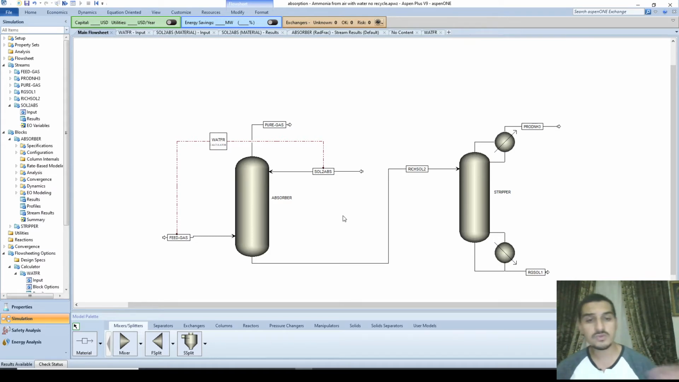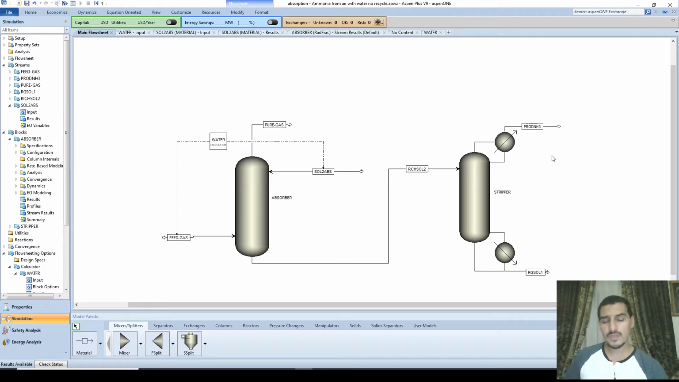So just to revise quickly the process that we are talking about, we have here a solvent that is going in an absorber to absorb ammonia from air, and this water is fed to the stripper to get rid of the ammonia and produce almost pure water that we can recycle and use here. So ideally, the amount of water that I feed here should be equal to the amount of water that I get out from here. But this doesn't happen because we have some losses in the system. So there is some water that's lost with the pure gas here, and some water is lost with the product ammonia here.